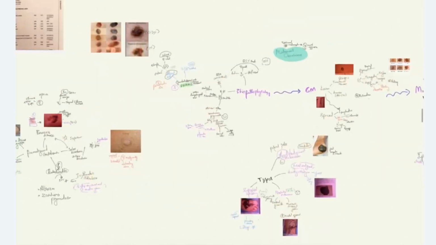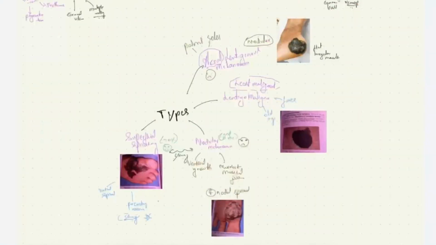Now, what are the types of malignant melanoma? The types of malignant melanoma are divided into 4 types. Those are superficial spreading type, nodular melanoma, lentigo melanoma, acral lentiginous melanoma. Let us see each one of them in brief.